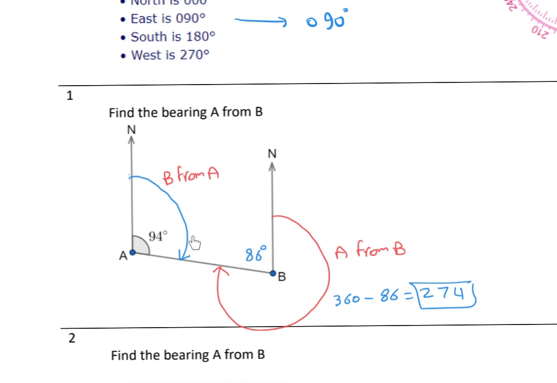Or you can do it like that: the sum of interior angles is 180, find this one, then it's 360 minus. So the difference between the bearing and the back bearing is always 180. Understood number one? Now number two.